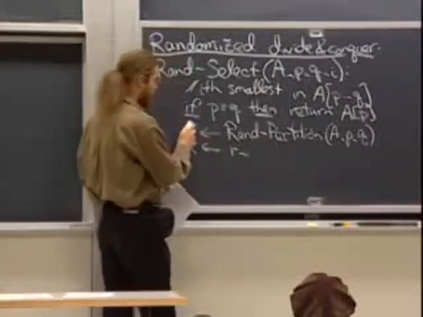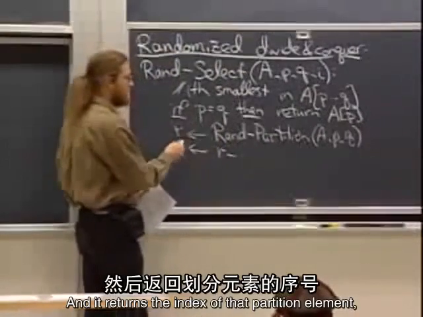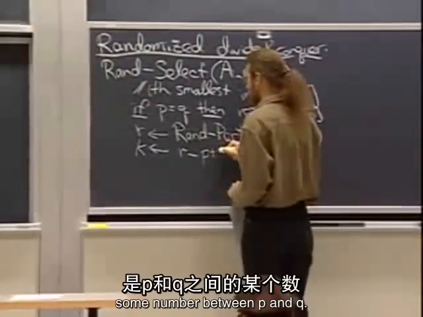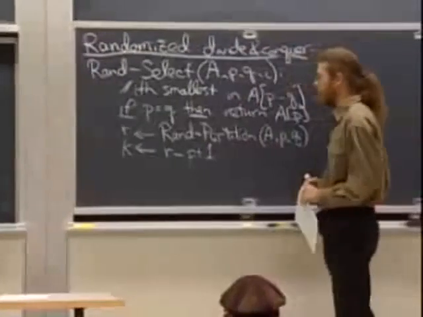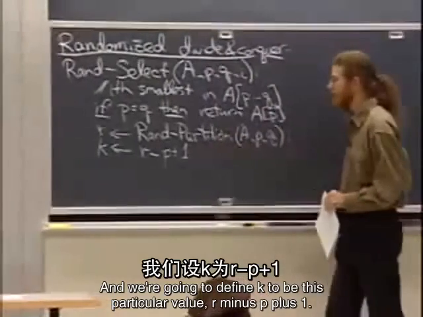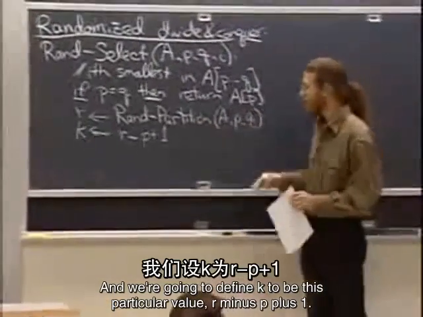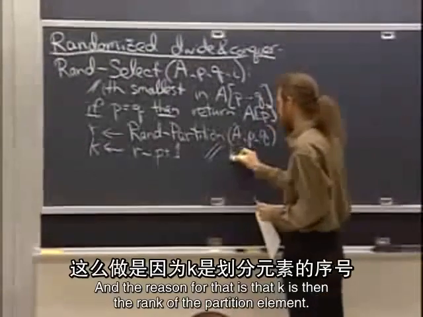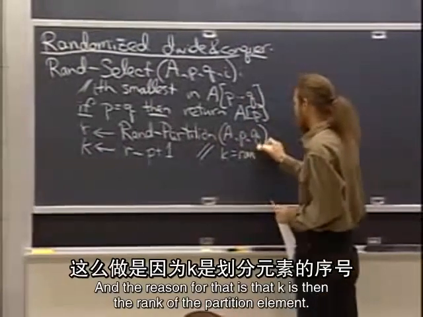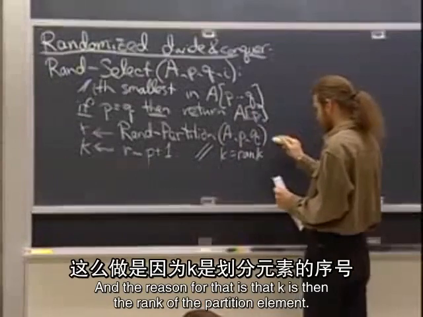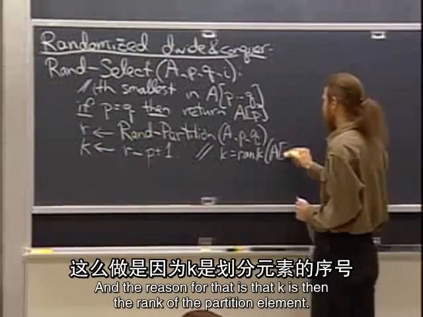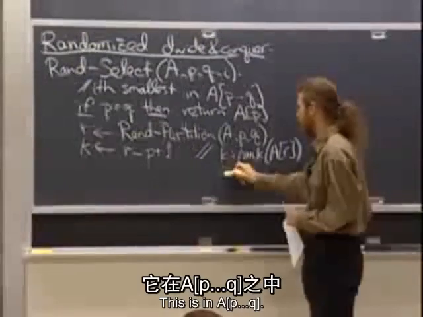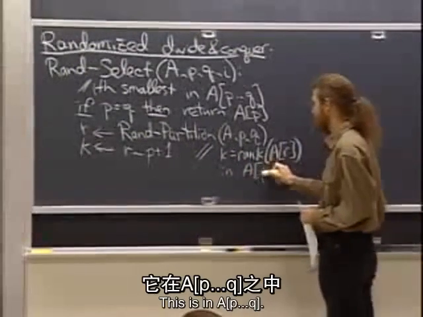Okay, and we're going to call it, and it returns the index of that partition element, some number between P and Q. And we're going to define K to be this particular value, R minus P plus 1. The reason for that is that K is then the rank of the partition element in A, P up to Q.